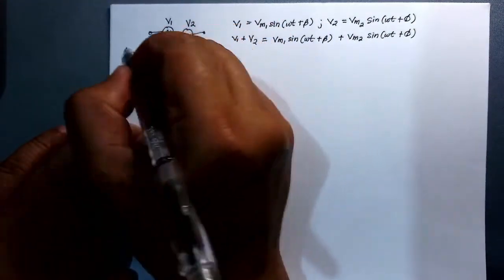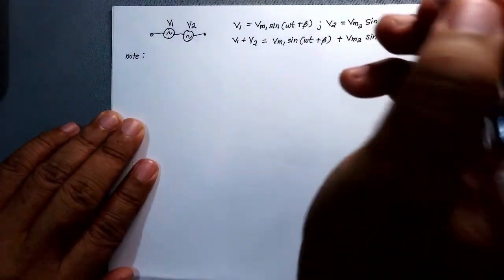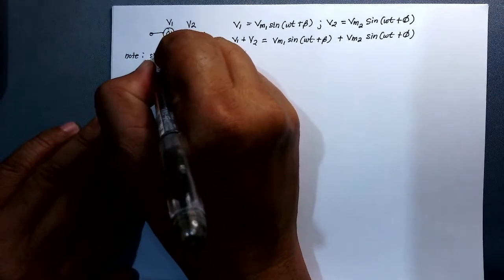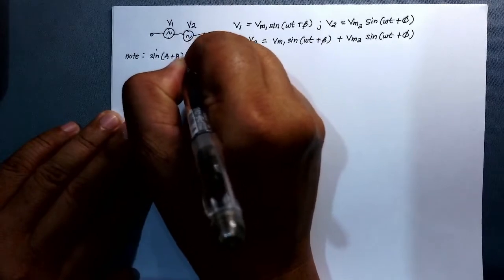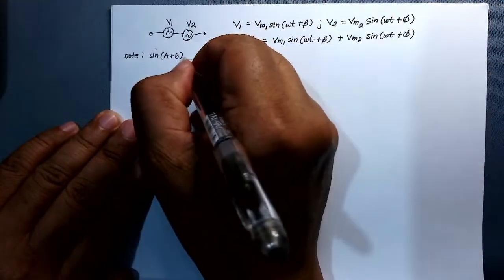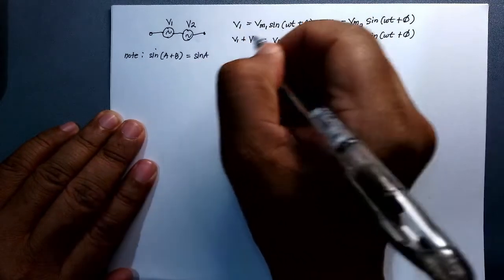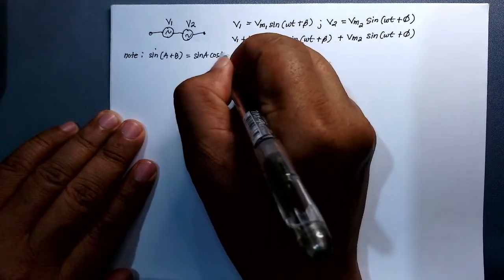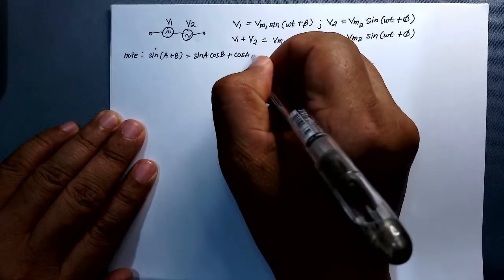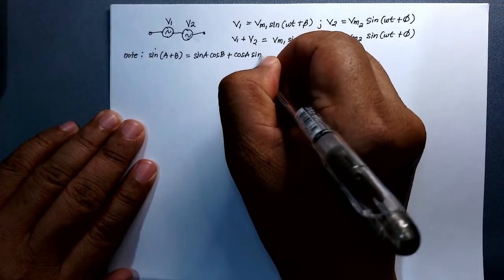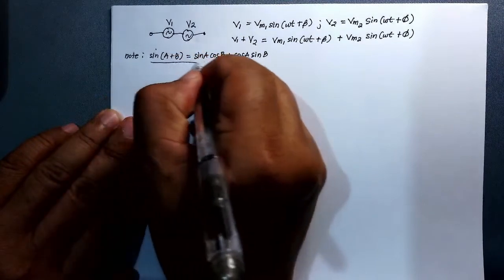I'll write it here. So note, the identity is the sine of angle A plus angle B is equal to sine A cosine B plus cosine A sine B. Okay, so this is our identity.